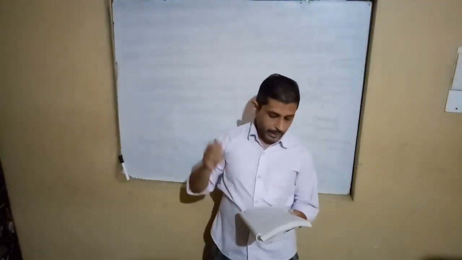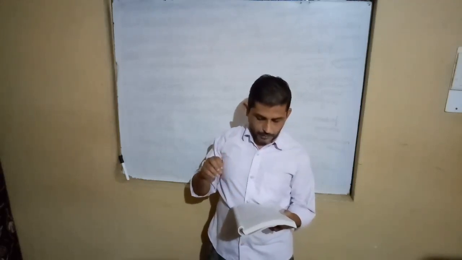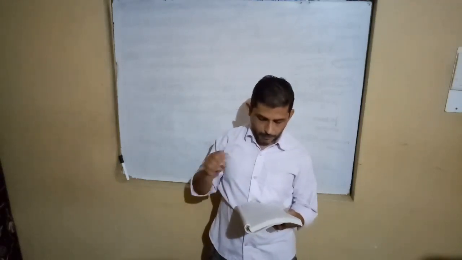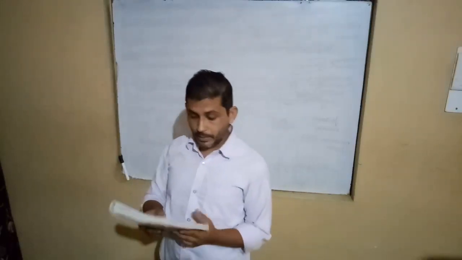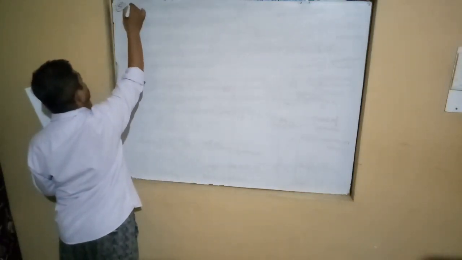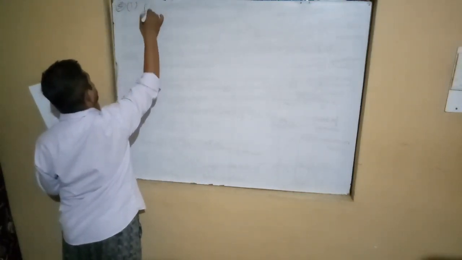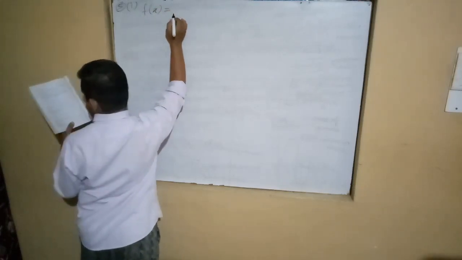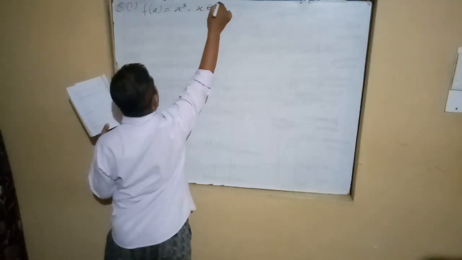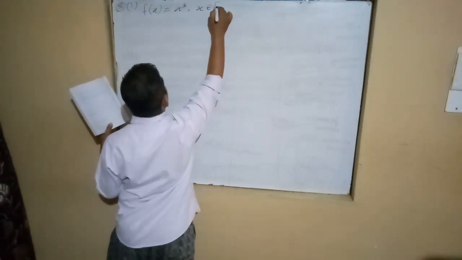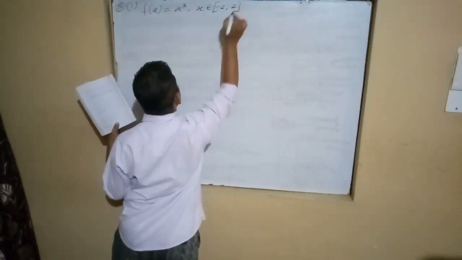So what is the fifth question? The fifth question is: find the absolute minimum value and maximum value for the following function in the given interval. Okay, so take the first of the fifth. The function is given f x is equal to x cube, where x belongs to -2 and 2.